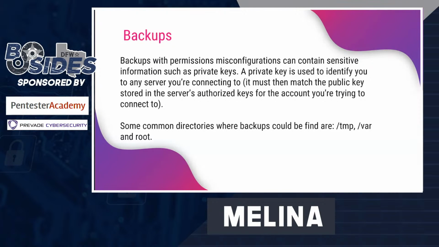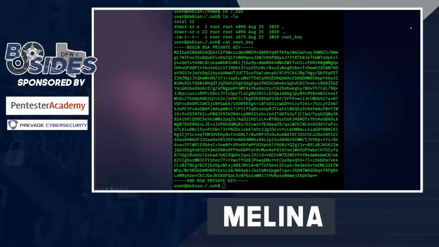Backups. Backups with permissions misconfigurations can contain sensitive information such as private keys. A private key is used to identify you to any server you're connecting to, so it must match the public key stored in the server's authorized keys for the account that you're trying to connect to. So you have to have a match to your destination. Some common directories where backups should be found are temp, var, and root.